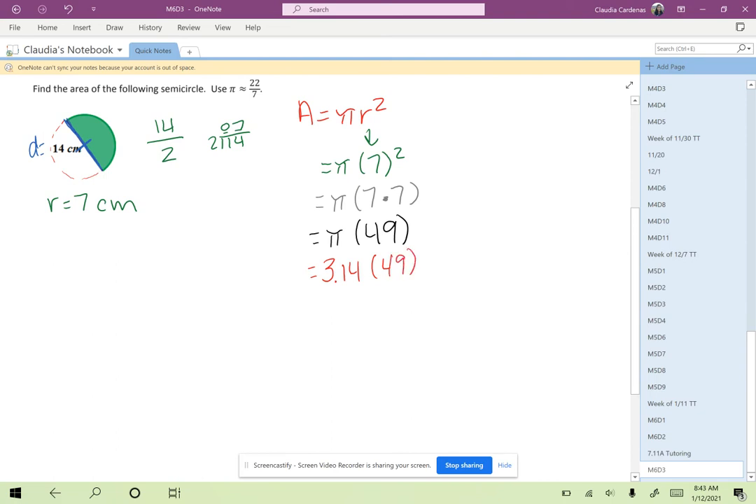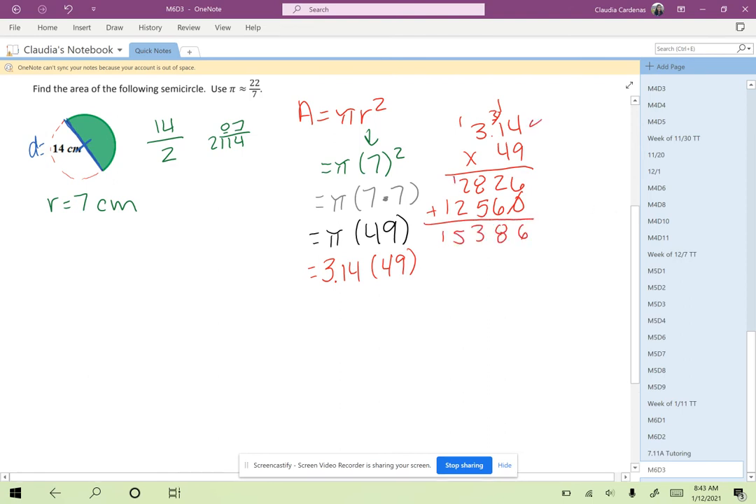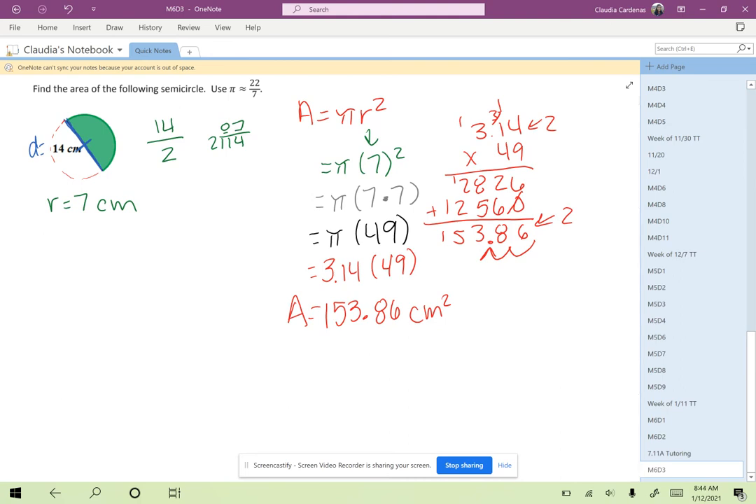So we're going to multiply 3.14 times 49. 9, 12, 27, 28, placeholder, 16, 5, 12, let's add 4, 5, 15, and there's 2 numbers behind the decimal point, so there needs to be 2 numbers behind the decimal point here. So the area is 153.86 centimeters squared. Okay, but this is actually the area of a full circle, not a semicircle.